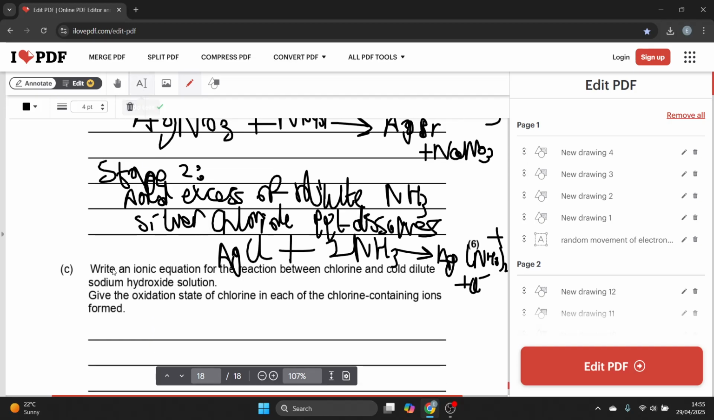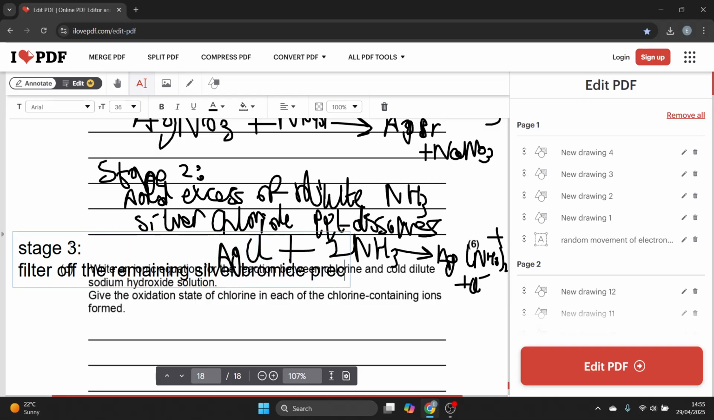And then stage 3, the filtration and the purification. So stage 3: filter off the remaining silver bromide precipitate, wash to remove soluble compounds, and dry to remove water.